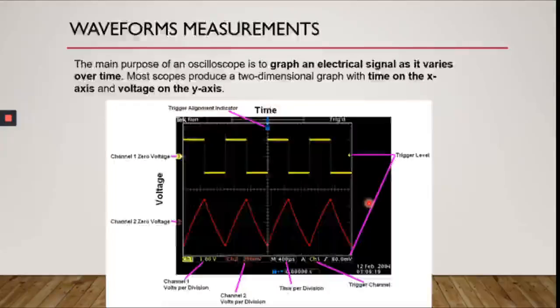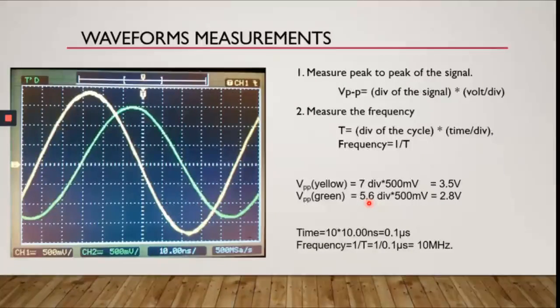All right. Let's look at this figure here. So we have two waveforms. The yellow one is connected to channel 1. The green one is connected to channel 2. Both have 500 millivolt per division. That means one box here, from here to here, represents 500 millivolt. And 10 nanosecond per division for the time. That means from here to here, every division equals 10 nanosecond.